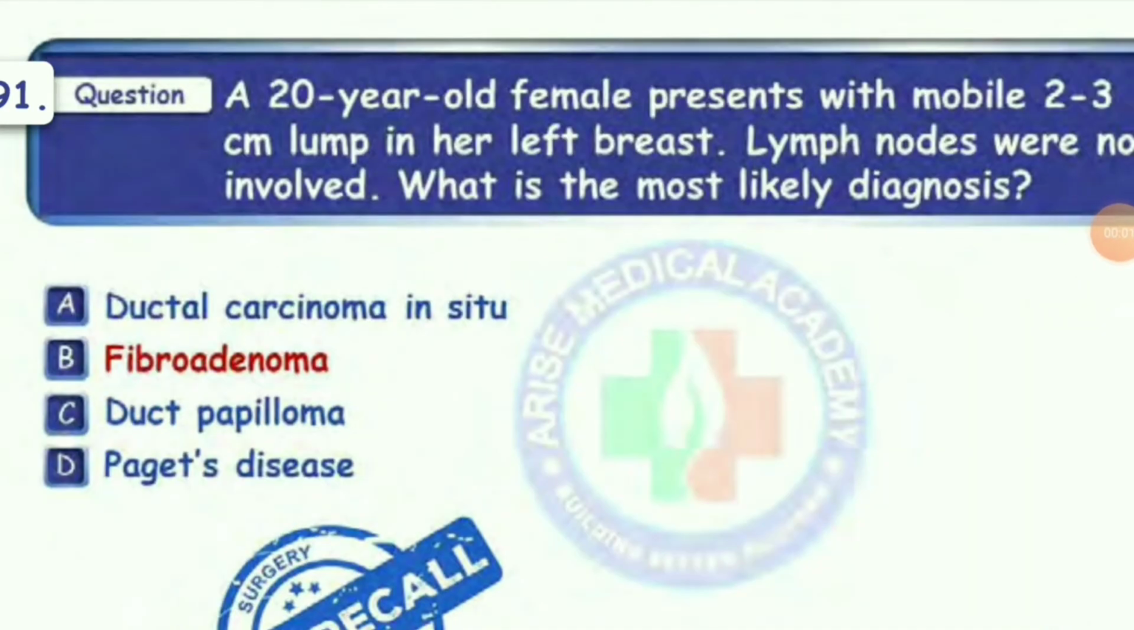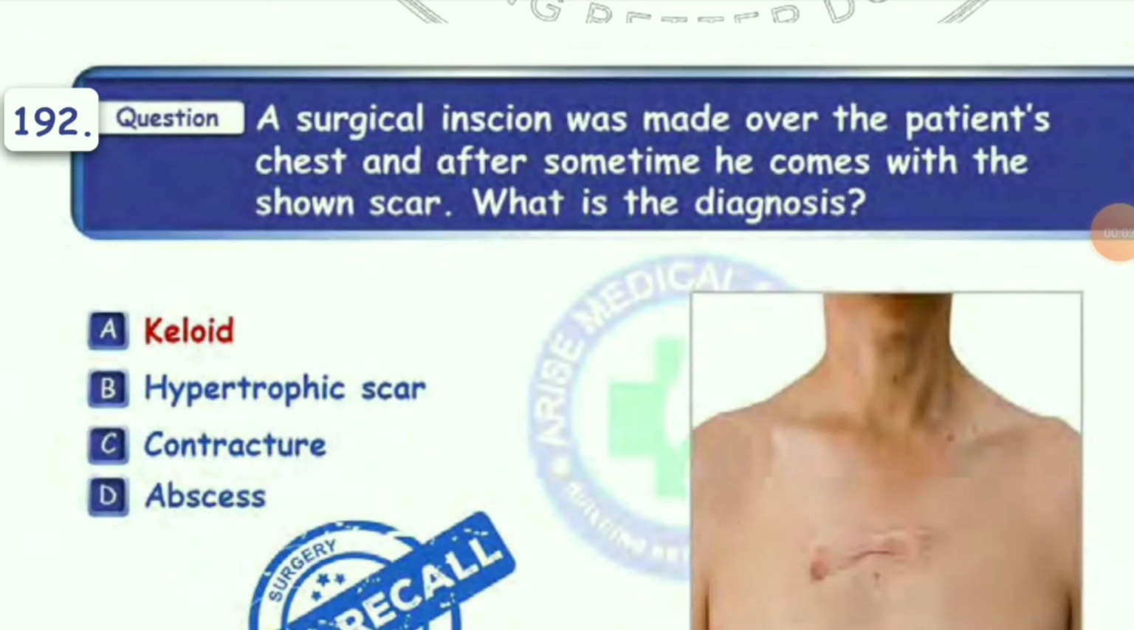Next question, a 20-year-old female presents with a mobile 2-3 cm lump in her left breast. Lymph nodes were not involved. What is the most likely diagnosis? The answer is fibroadenoma. Next question, a surgical incision was made over the patient's chest and after some time he comes with the shown scar. What is the diagnosis? The answer is keloid.